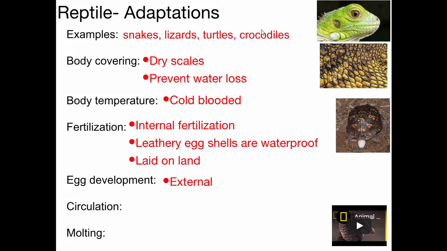So in those eggs, the young is developing. Different species have different times in which the young need to grow and develop, but they're developing externally, outside of the female's body.